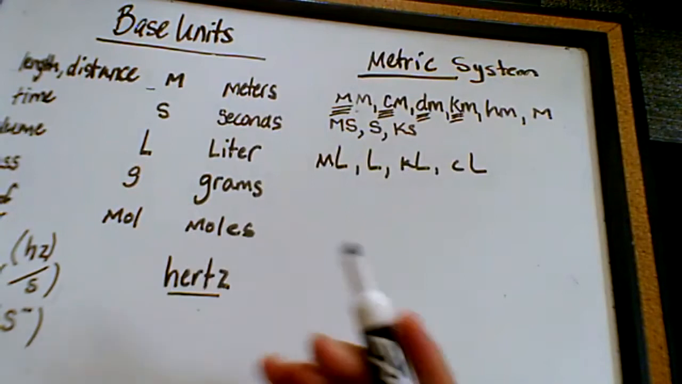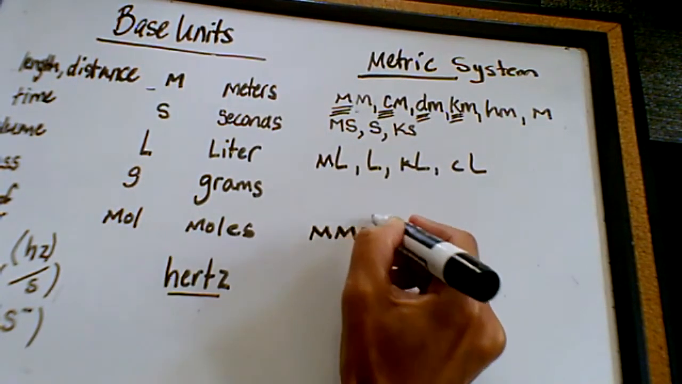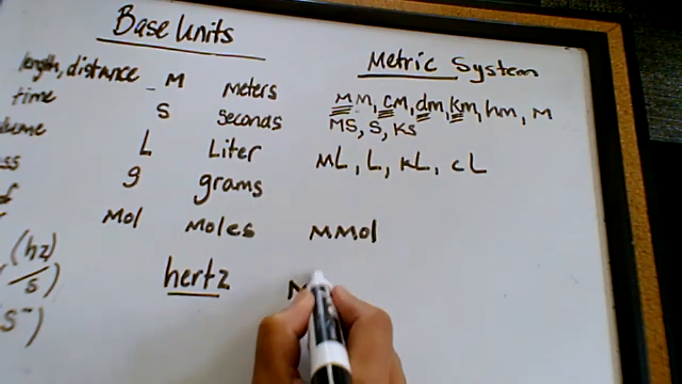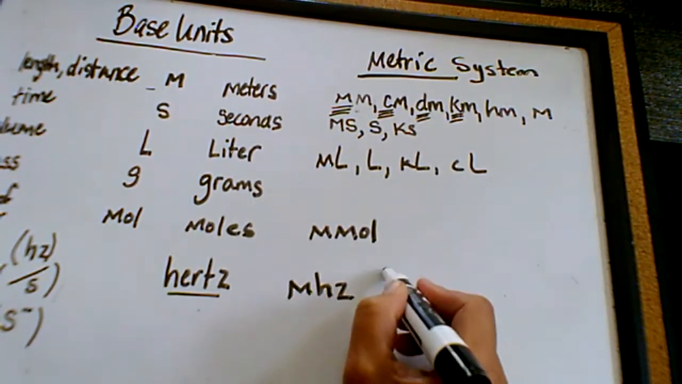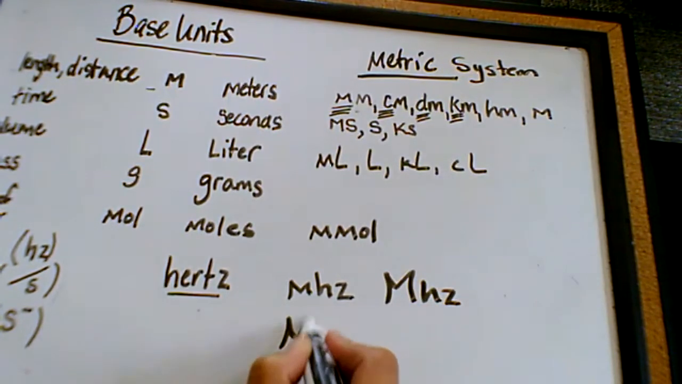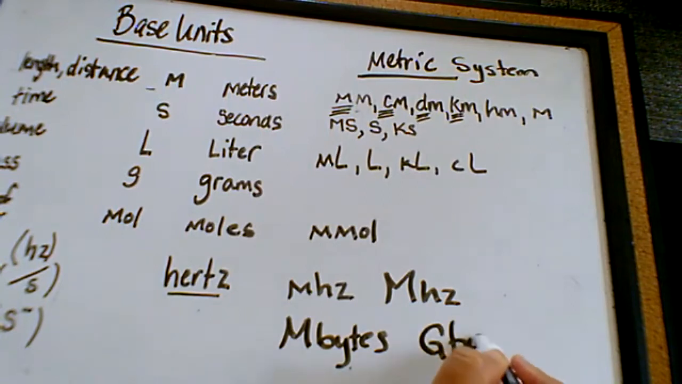And, you know, you can have millimoles, guys. In AP, you'll see those. Gifted, you might, right? So I could have a millihertz. I could have a megahertz, right? You've heard of megabytes, gigabytes. That's all this is.